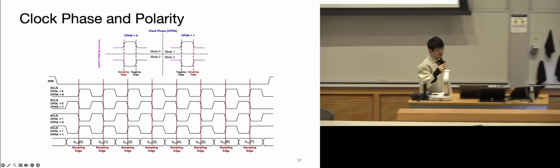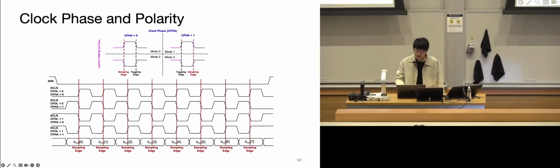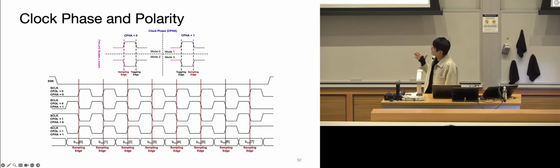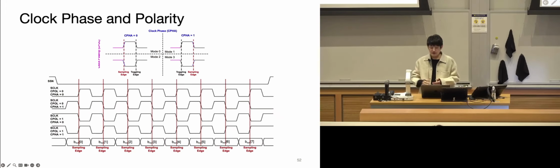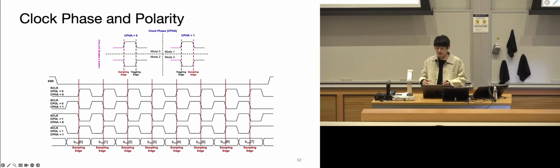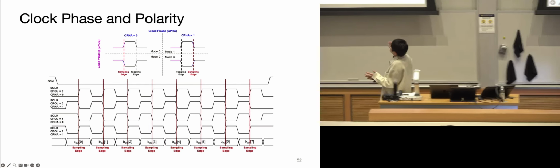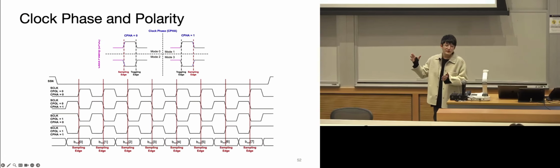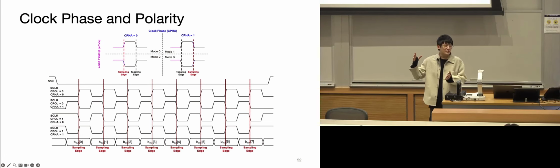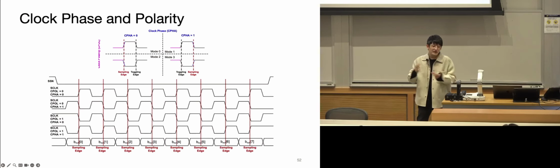And the clock phase basically means whether the actual data sampling happens on the rising edge or on the falling edge. So just make sure you know this, and it's not very complicated. Just make sure you know which polarity corresponds to which, and they don't necessarily have to interconnect with each other.